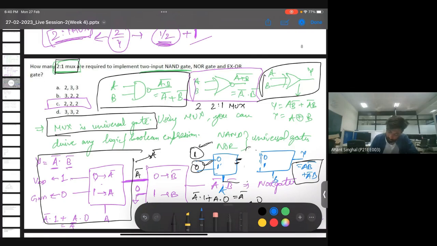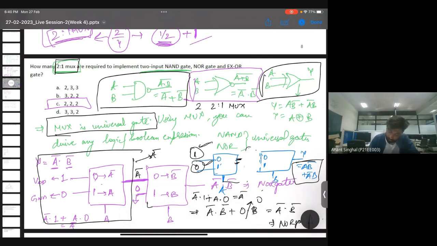So I need B bar with 0 and A. So I need to connect this select line to this, and A bar is the output of this circuit. So I'll connect it here. So this is B bar, this is B. So when I try to take the output, it will be nothing but A B bar plus A bar B. I hope it is clear.